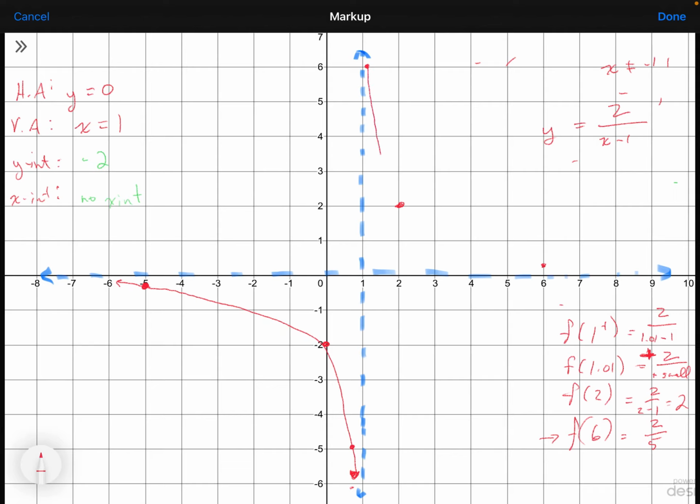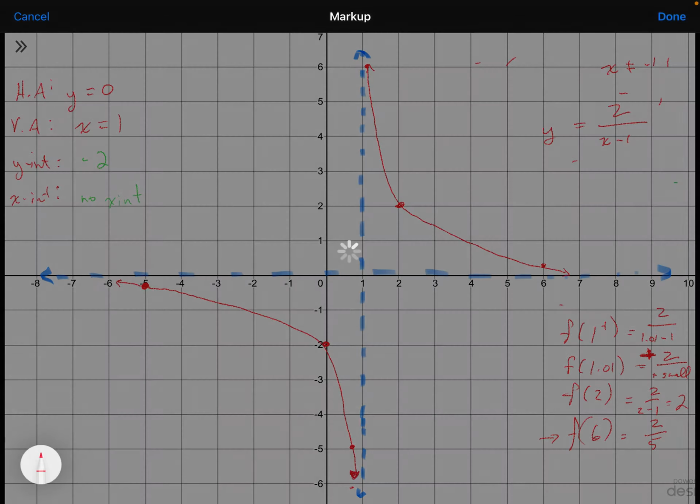But what we should see is a graph that shows asymptotic behavior. There we have it. There's my graph. I know it was a lot of work, but this type of reasoning is so incredibly important.